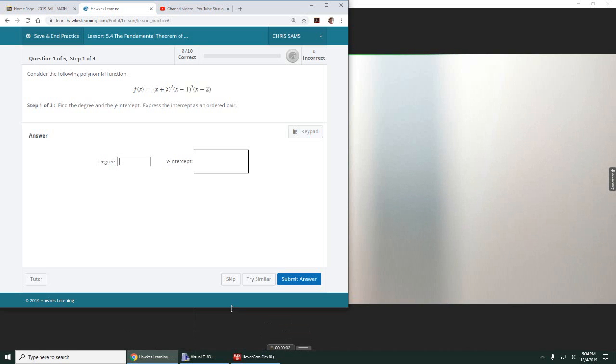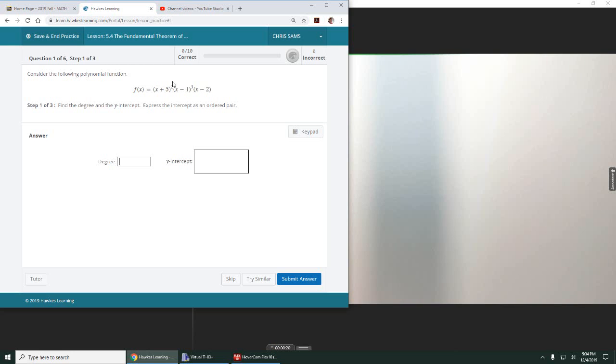All right, so this is section 5.4. It's the fundamental theorem of algebra. And basically what that says is that if you have a polynomial function, which we do here, and the degree is larger than 1, which we do have, you're guaranteed to have at least one zero.